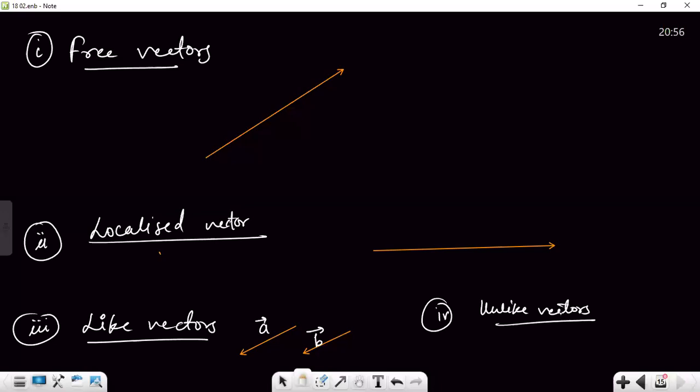Unlike vectors: vectors having opposite line of action are called unlike vectors. So if this is A vector and this is B vector, then A and B are unlike vectors because they have opposite direction. Okay. Next type is equal vectors.